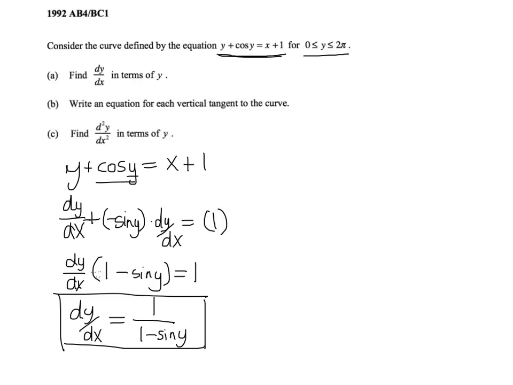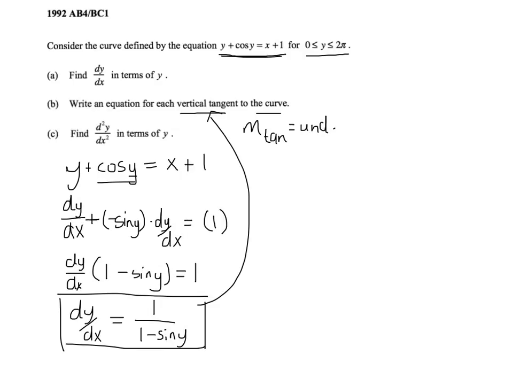There's part A. Part B, write an equation for each vertical tangent to the curve. Well, if I want a vertical tangent, I want a vertical line. So in other words, I want to know when the slope of the tangent line is undefined. If the slope is 0, it's a horizontal tangent line, so I want to know when the slope of the tangent line is undefined. The only way that's going to happen is when the denominator of the fraction equals 0. When you get 0 in the denominator, you get 1 divided by 0, and that's an undefined slope. So I want to know when it's undefined.